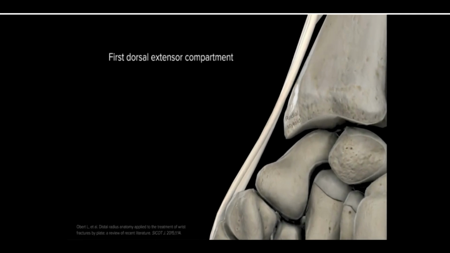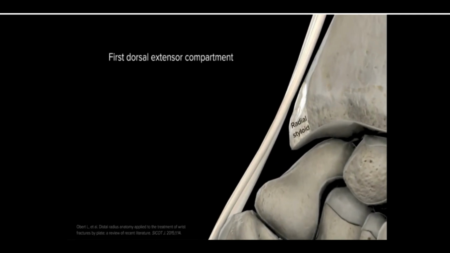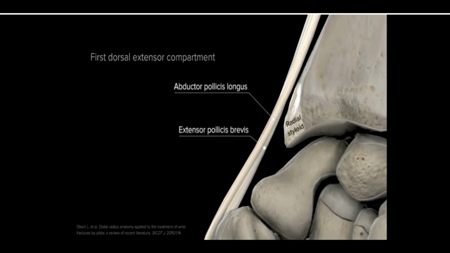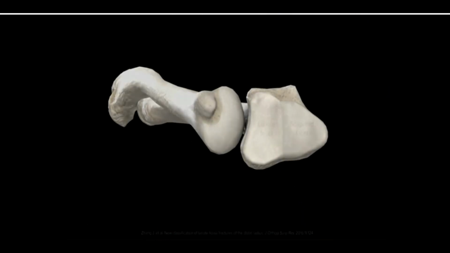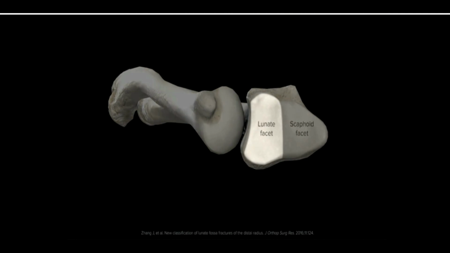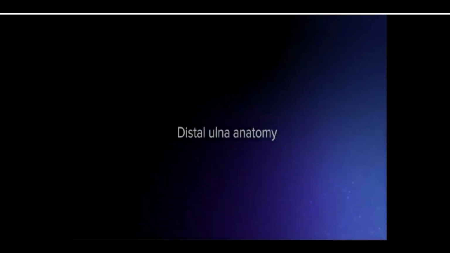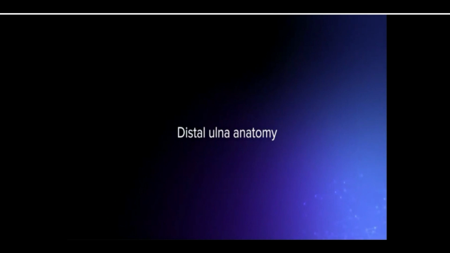The first dorsal extensor compartment sits at the level near the radial styloid. It is comprised of the abductor pollicis longus and extensor pollicis brevis tendons. Often, surgeons will elevate these structures when reducing a fracture. The lunate facet sits on the ulnar side of the distal radius. Anatomic reduction of this articular facet is important when fixing a distal radius fracture to prevent volar subluxation of the proximal carpal row. Now let's further detail the distal ulna as it anatomically relates to the distal radius.